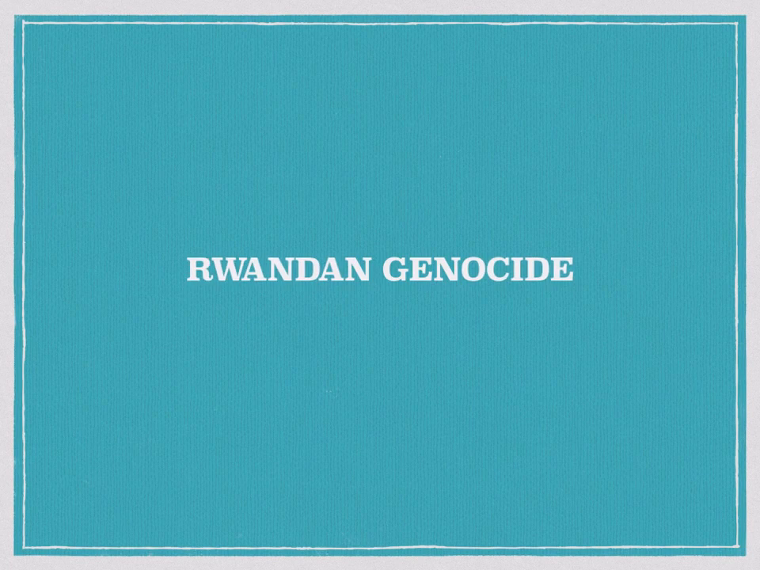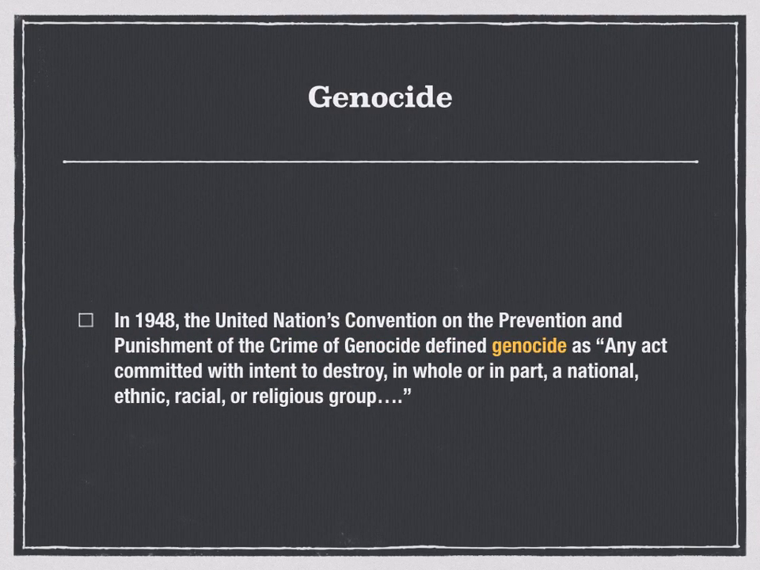Rwandan genocide. Genocide. In 1948, following World War II, the United Nations Convention on the Prevention and Punishment of the Crime of Genocide defined genocide. They called it any act committed with the intent to destroy, in whole or in part, a national, ethnic, racial, or religious group.